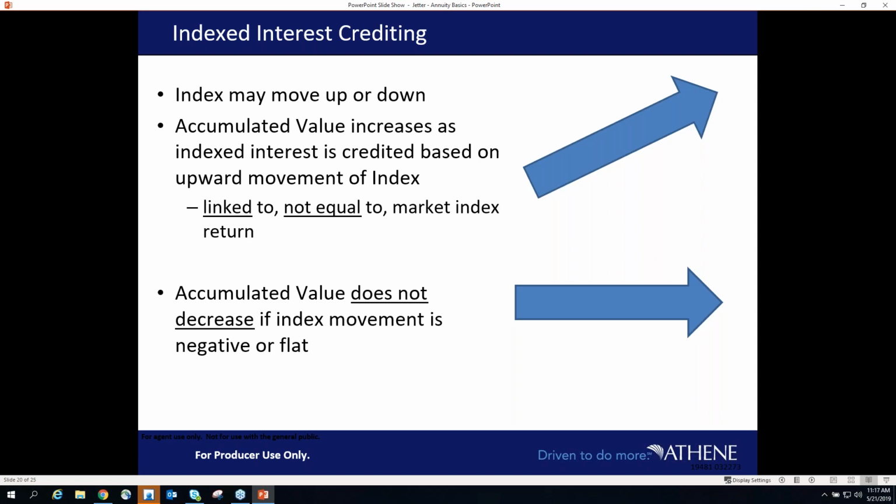So let's talk a little bit about index interest crediting. The index may move up or down. The accumulated value of the annuity increases as the index interest is credited based on upward movement of the index. It's linked to, but not equal to, the market index return. There are a few different ways that we will credit interest in a fixed indexed annuity. We'll talk about those shortly. The accumulated value does not decrease if the index movement is negative or flat. So that's where you have your 100% downside protection on fixed indexed annuities. Clients do not lose any value based on the downward movement of the index.